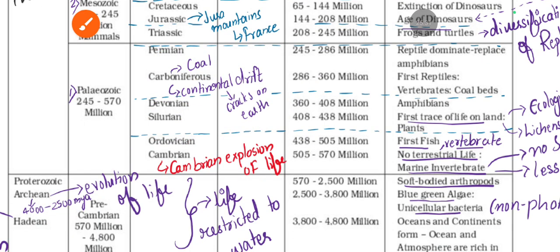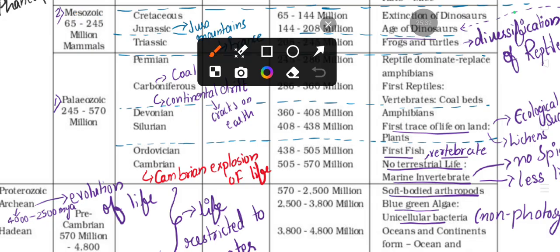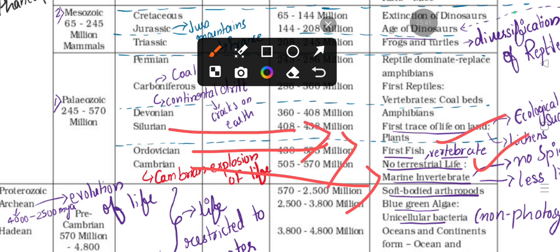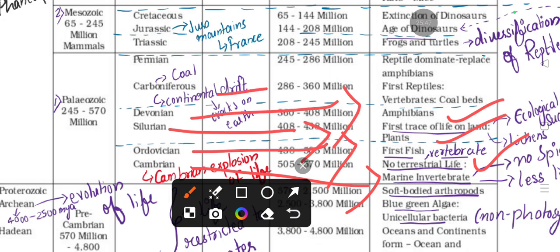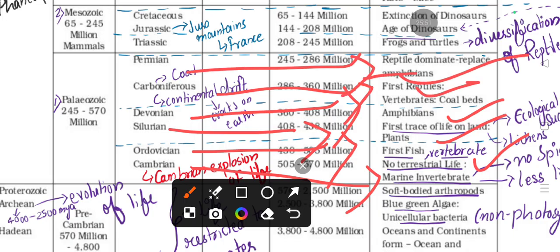So I'll repeat everything again. During the Cambrian period, there was no terrestrial life. Marine invertebrates were there. Ordovician has the first vertebrates. In the Silurian, we have seen the first trace of life on land. Then in the Devonian, amphibians originated. During Carboniferous, the first reptiles were seen. During Permian, reptiles dominated and started replacing amphibians.